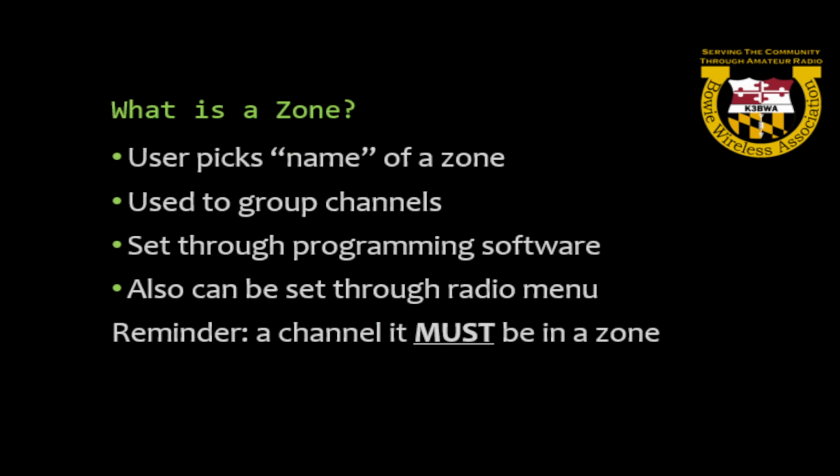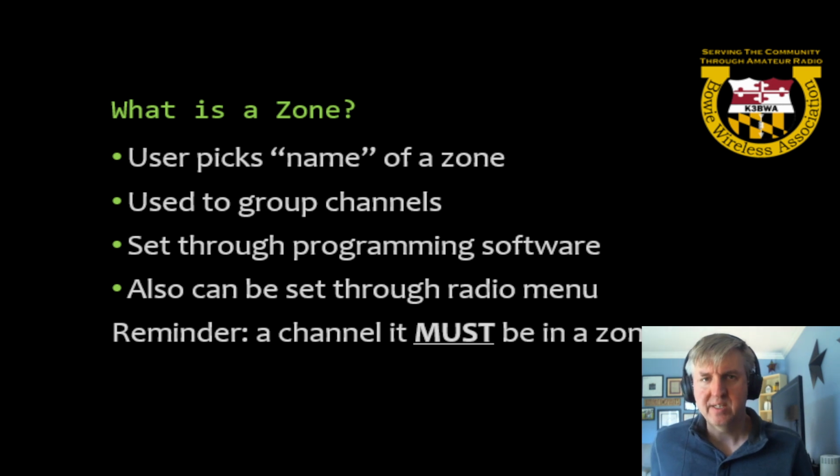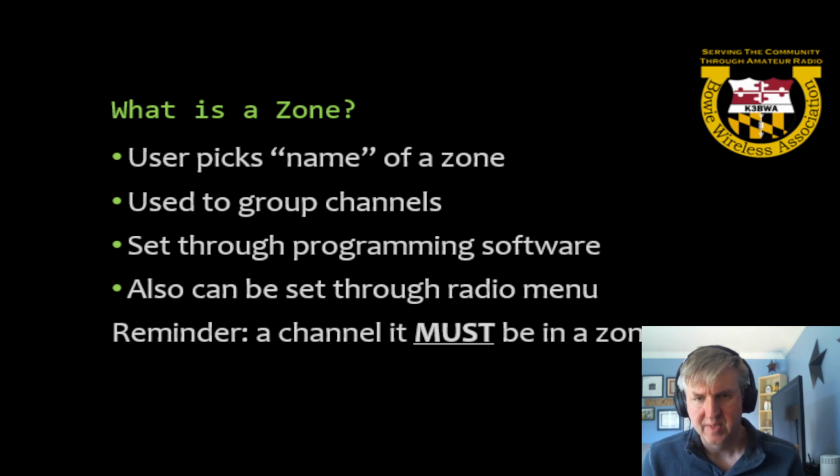With a zone, you saw on the previous slide that I have my own names for the zones. These are names I picked to make them easy for me to operate and to understand what's within them. The zone is used to group your channels, so things that belong together on a concept basis, for example, BWA channels, would be in the Bowie Wireless zone. You create your zone generally through the programming software for your radio. It's a program that you would install on your Windows laptop or desktop, and you program the channels and select which ones go in a zone.